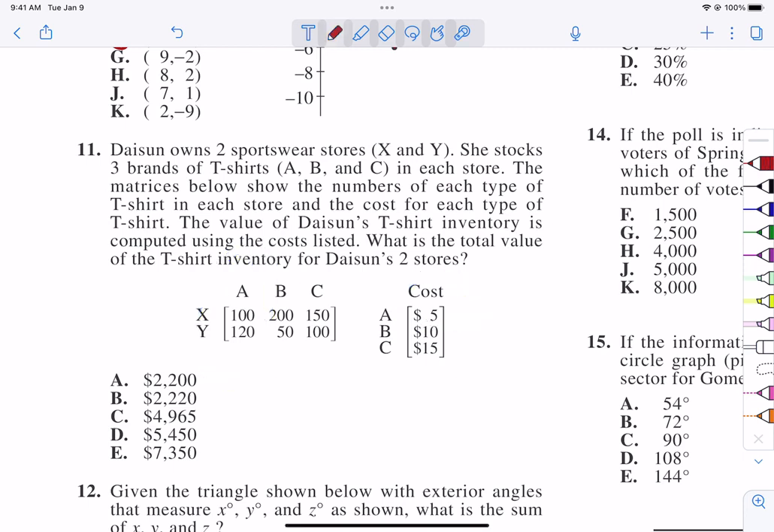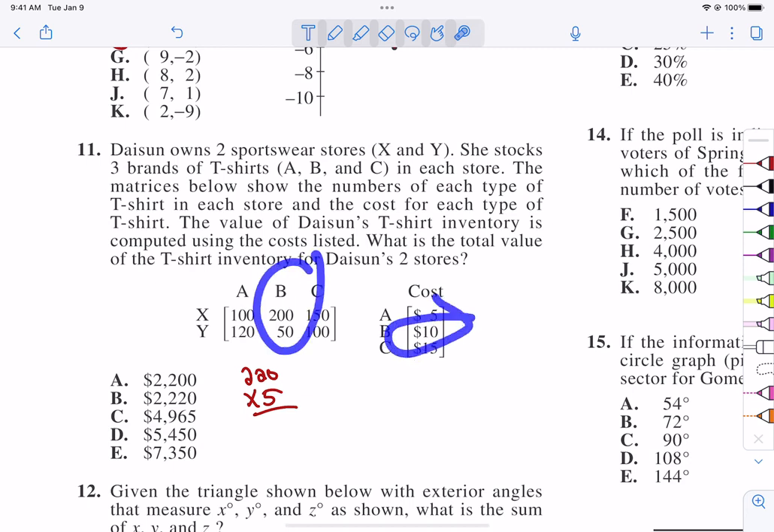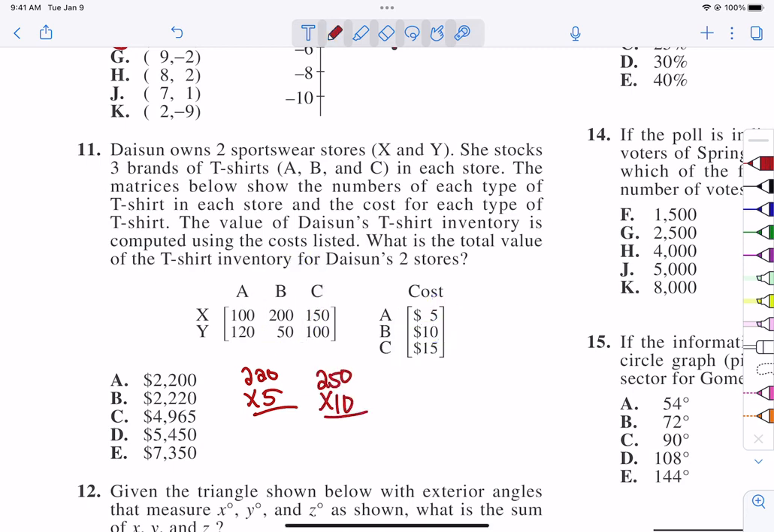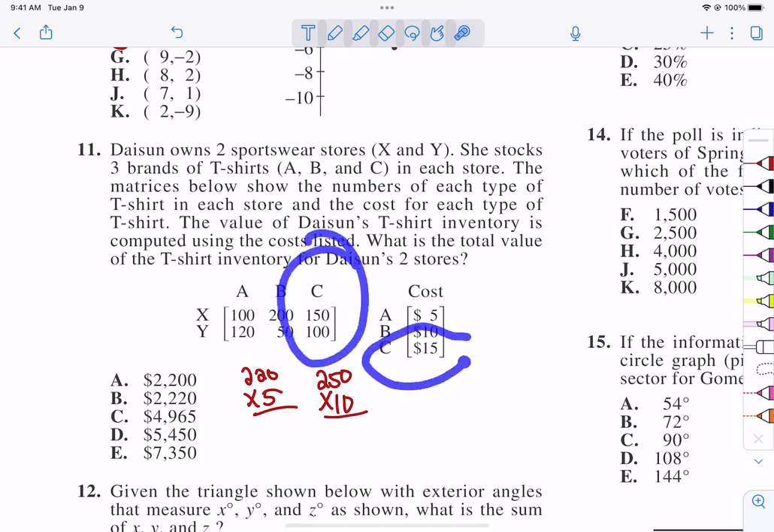220. So we have to do 220 times 5. How many shirts do we have that are B's? And what are they worth? So we're going to do 250 times 10. How many shirts do we have that are C's? 250, and what are they worth?